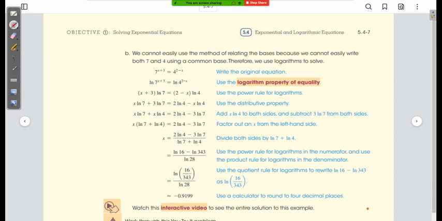They did the power rule, and they put the 2 on this 4 and the 3 on this 7. Okay, well 4 squared is 16 and 7 cubed is 343. Nothing new. That's something that we're very familiar with. Also, this subtraction sign, we know it turns into a division, right? It would become the natural log of 16 divided by 343. Okay, and then all this was put into the calculator, and the solution was negative 0.9199.